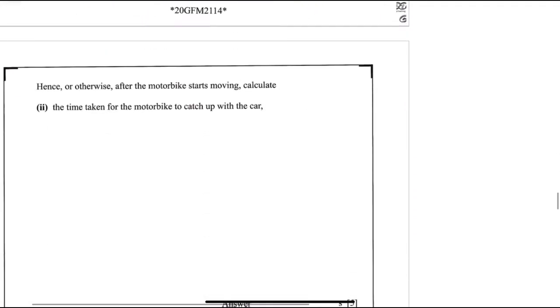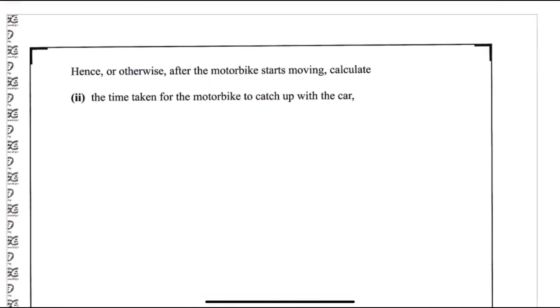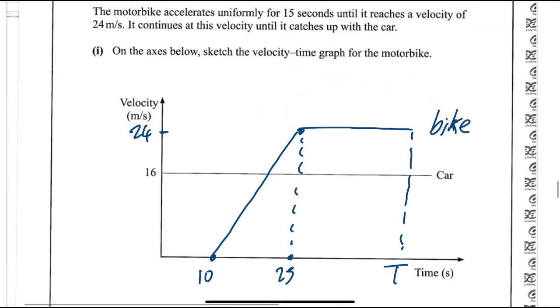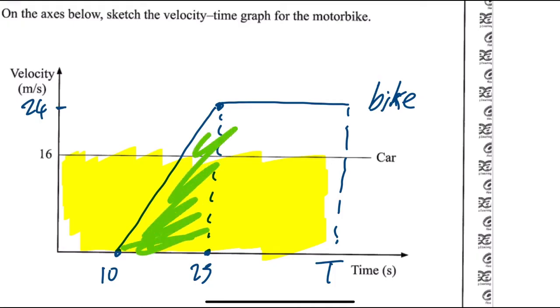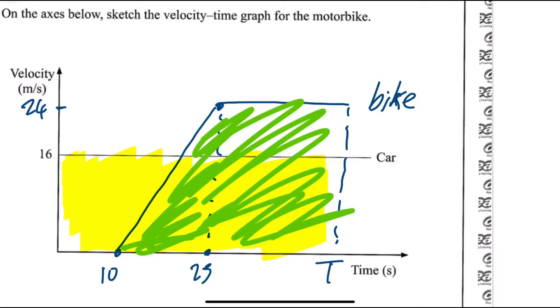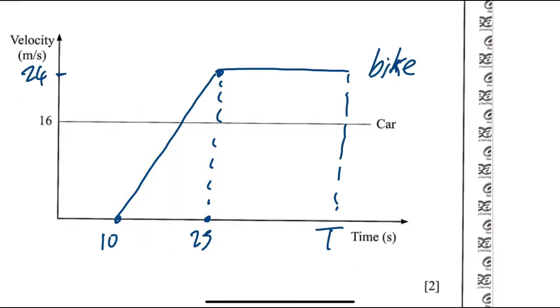Hence or otherwise, after the motorbike starts moving, calculate the time taken for the motorbike to catch up with the car. Right, when the motorbike catches up with the car, that would mean that the distance the car has travelled, which is represented by that rectangle, easy peasy, just find an area for rectangle, will be the same as the distance travelled by the motorbike. So those two distances are going to be the same. Okay, so that's what we need to find.